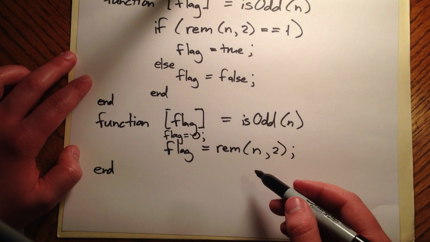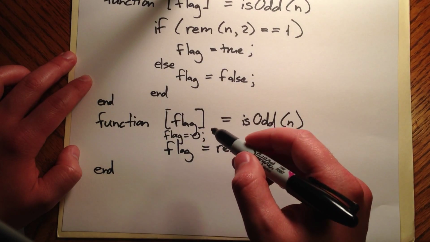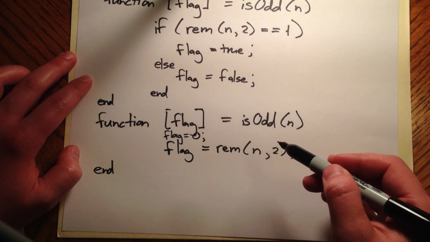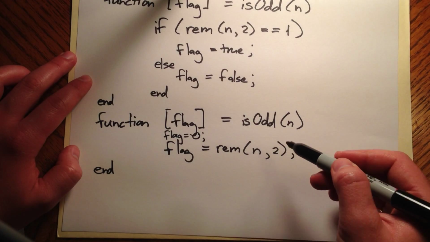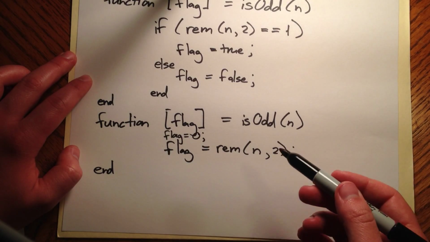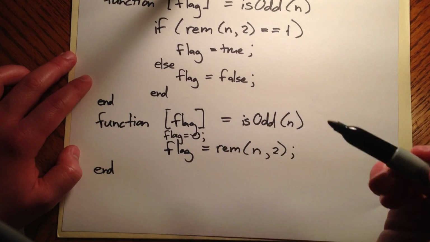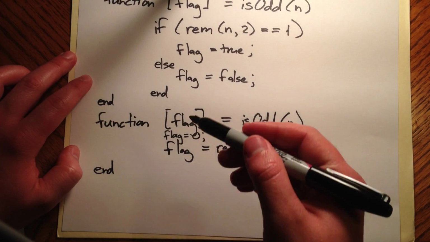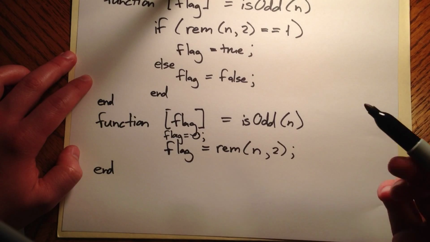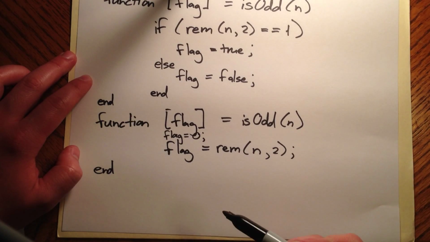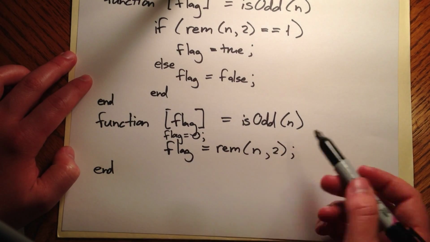So the idea with this one is if flag is 0 to begin with, so it's assumed to be false. If n does in fact have a remainder of 1 when it's divided by 2, it's true. And Matlab recognizes 0 as false and 1 as true already, so it'll work as a true or a false value. So your only options really are going to be 0 or 1, because all these n's are going to be positive integers. So essentially you're getting the same thing done, it just looks nicer.